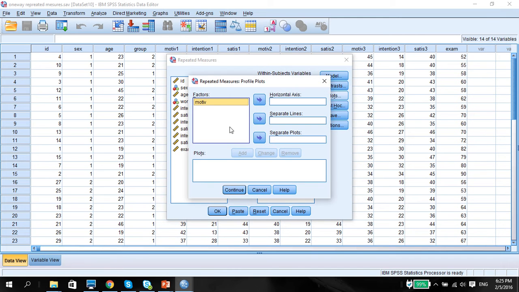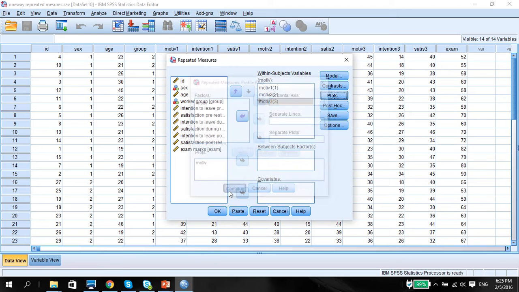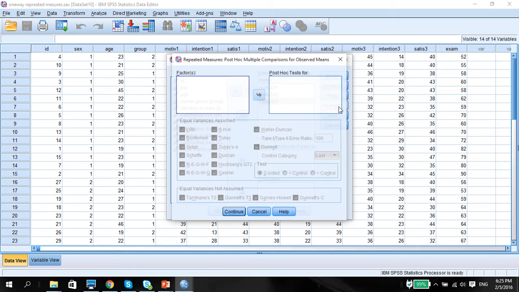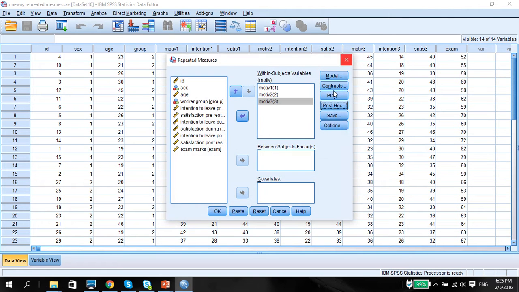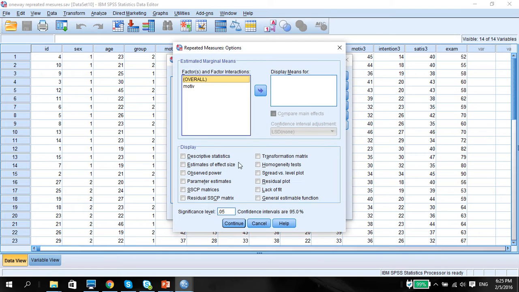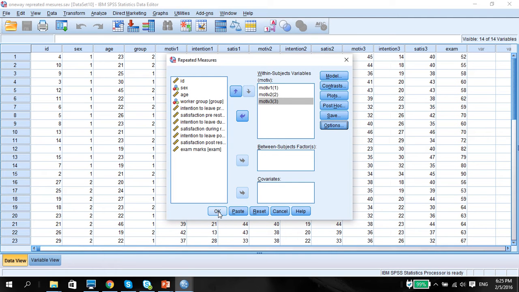I'm going to go straight to plots. I want to see horizontally how the motivation levels work. Sorry, we'll skip post hoc. Go to options, check on display means for the main effects, take the descriptives, effect size, and observed power, and then continue. And press OK.